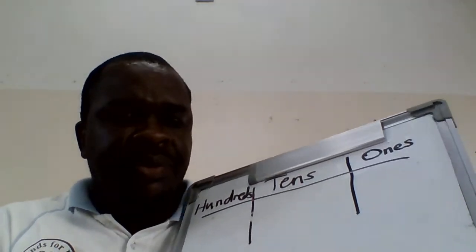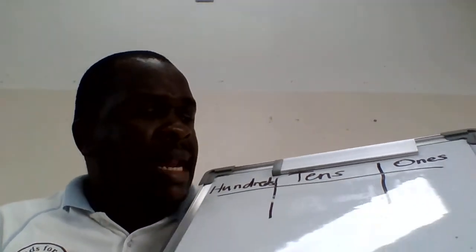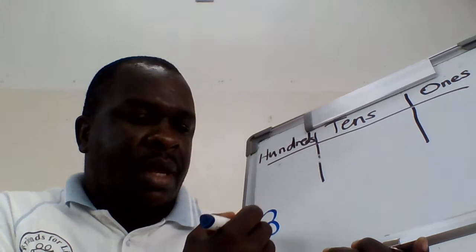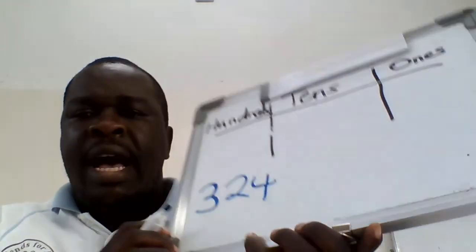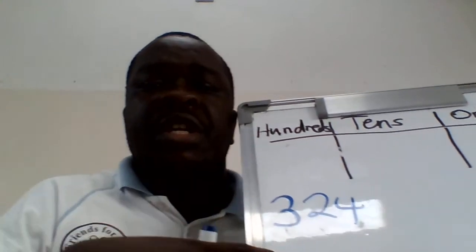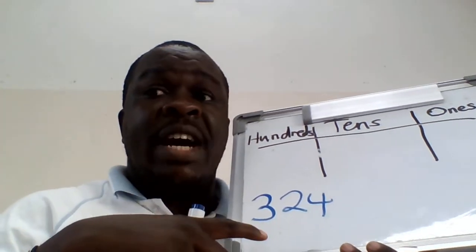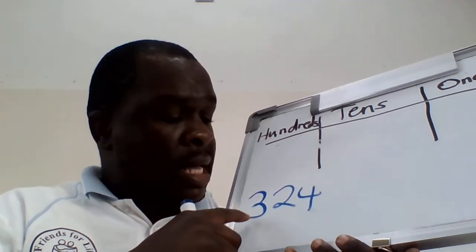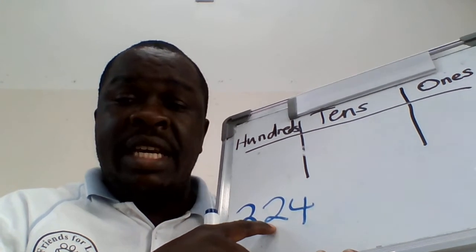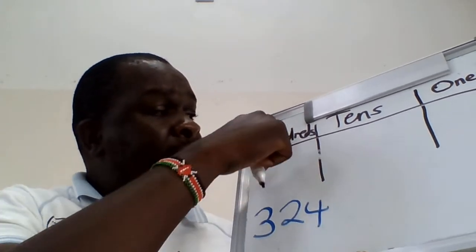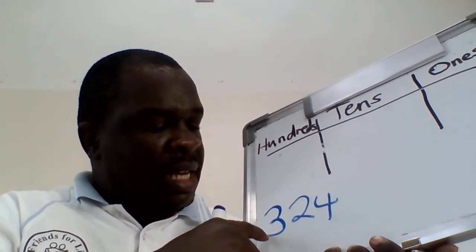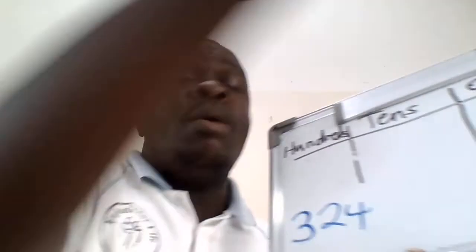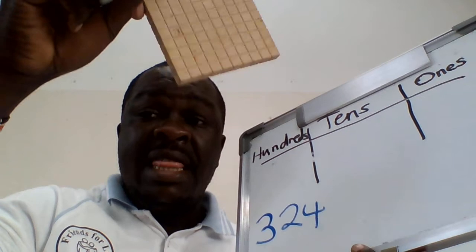And therefore, having been given a number like 324, that we put on the place value chart, what shall we do? We need to use our base 10 blocks. In the 100 column, we need to put there the 100 base 10 blocks. How many of them? We need to use 3 of them.